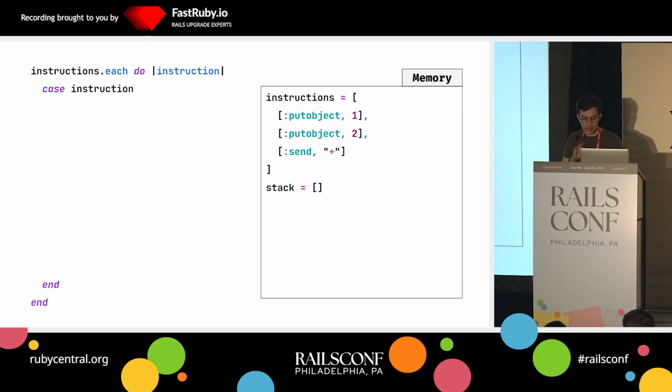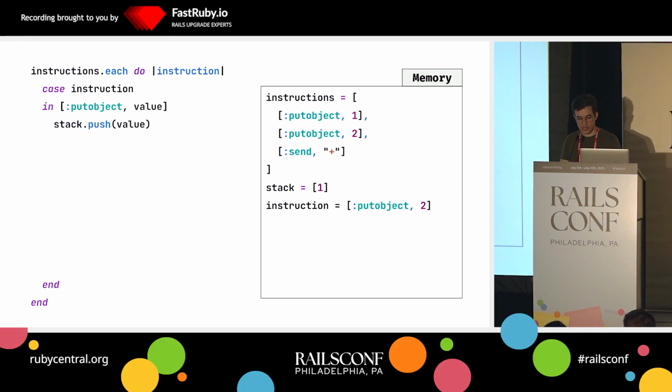So these are the instructions for 1 plus 2. So we check the instruction type. The first instruction is put object 1, and then we push its value onto the stack. So the stack now contains the number 1. Second instruction is put object with 2. Again, we check its type, grab its value, it's put object, and we push the value onto the stack. So now the stack contains 1 and 2.